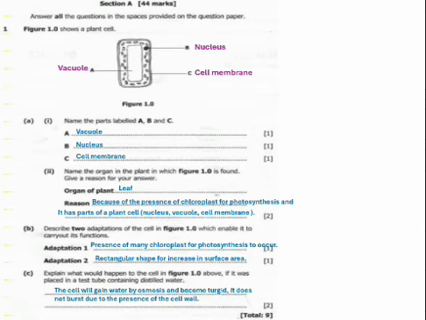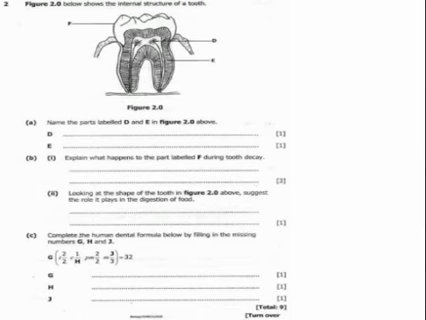Alright, let us move on to question 2. Figure 2.0 below shows the internal structure of a tooth. We have parts labeled F, D, E. Part labeled D is the nerve. Part labeled E is the dentine. Part labeled F is the enamel.